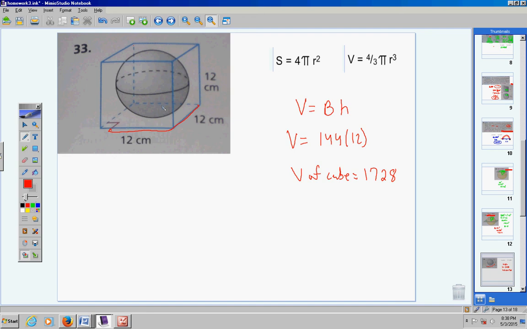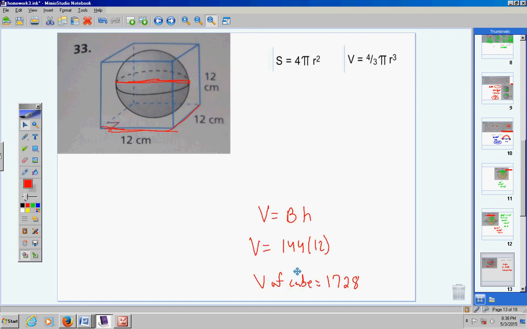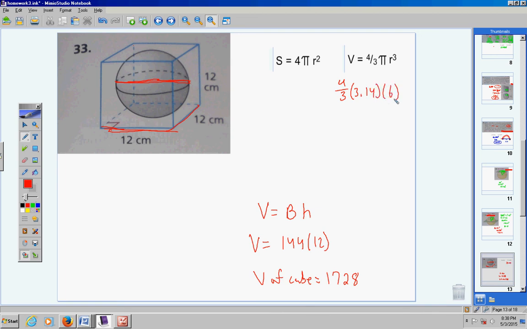Now think about it, guys. If from here to here is 12 all the way across, then from one side to the other is also 12. So if the diameter of the sphere is 12, then the radius of the sphere is 6. So we're going to find the volume of a sphere when the radius is 6. That's the volume of a cube. And now let's find the volume of the sphere. So 4/3 times 3.14 times 6 to the third power. Quickly typing all that into my calculator, I'm going to get 904.32.